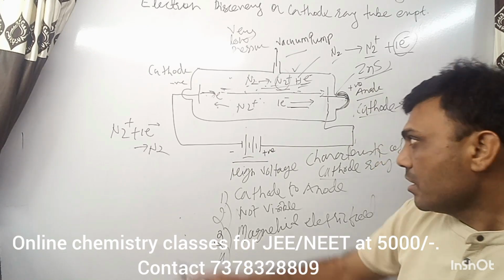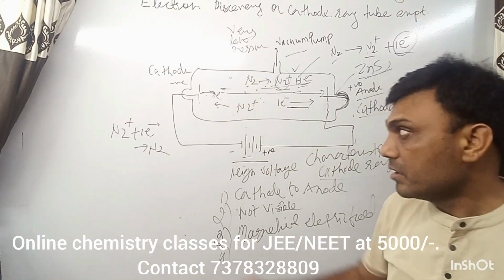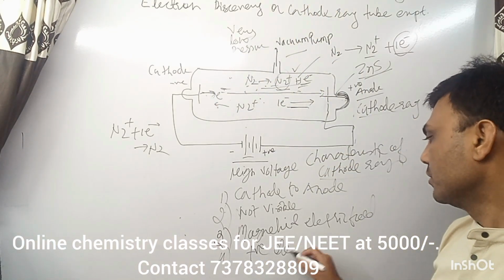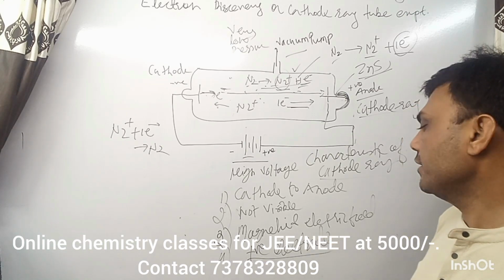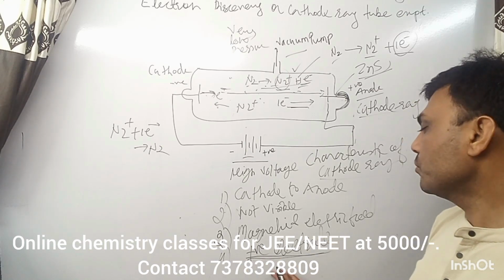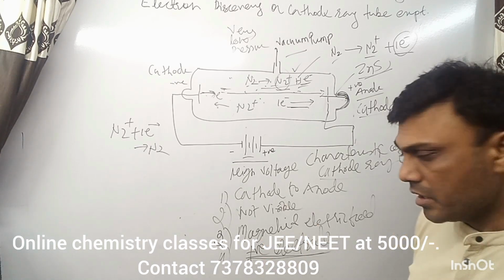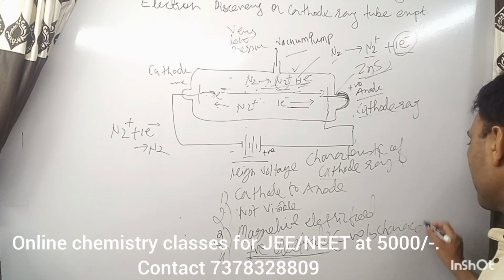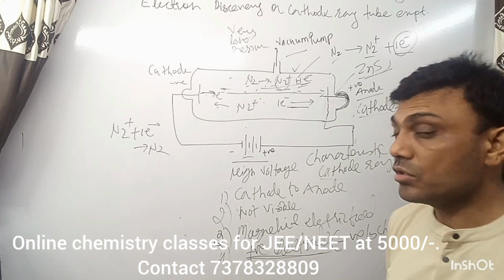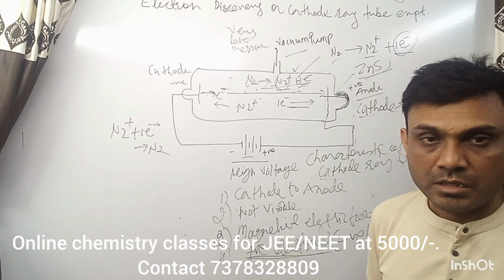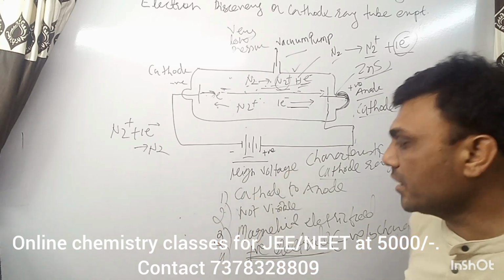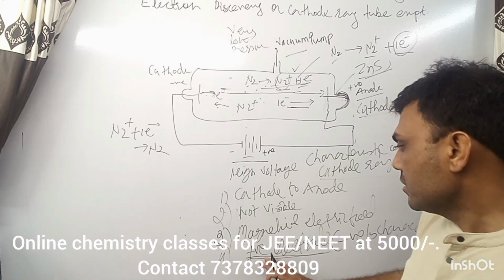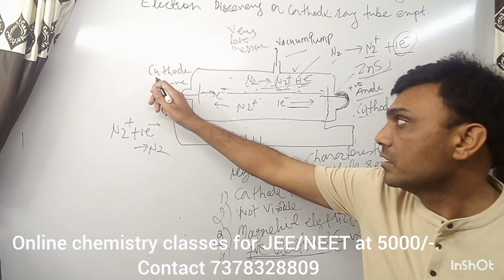Fourth characteristic: in the presence of an electrical field, this cathode ray will move to the positive electrode. That means it is negatively charged. These cathode rays are negatively charged, and they are also deflected in a magnetic field in the direction perpendicular to the magnetic field. That means it is deflected by an electrical field and also a magnetic field. This is the fourth characteristic of the cathode ray.